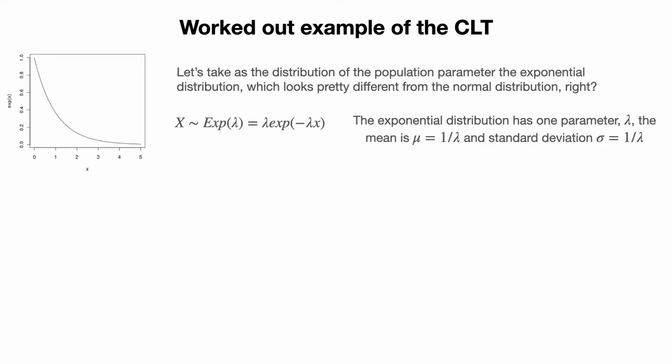Typically, the way you say this is that x has an exponential distribution with parameter lambda, and the formula is very simple, actually. It's lambda times the exponent of minus lambda times x. This distribution has only one parameter, and actually the mean and the standard deviation are the same, which is 1 over lambda.